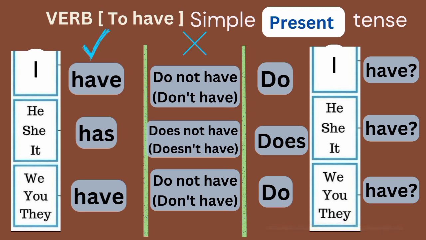Students, before we go to the simple past tense, did you notice anything different here? Well, okay, let me tell you. In the case of the second person singular, he, she, it, the verb to have has changed into has. Also, he, she, it does not have in the negative, and does he, she, it have in the question. The second thing you may have noticed is that do not have has been shortened to don't have, and does not have has been shortened to doesn't have.